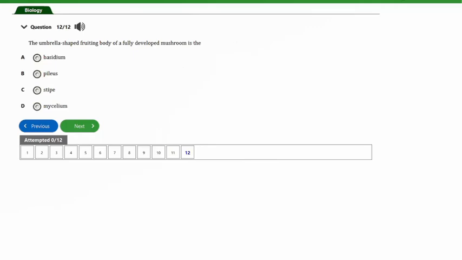That's question number 12. It says, the umbrella-shaped fruiting body of a fully developed mushroom is the A. Basidium, B. Pileus, C. Stipe, and D. Mycelium. So guys, the answer to this question is option B, and that's the Pileus. The umbrella-shaped fruiting body of a fully developed mushroom is called the Pileus. So that's the actual answer to this question.